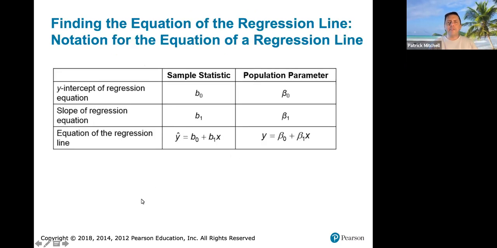Notice there are some differences in notation depending on whether you're working with a sample or a population. Keeping with tradition, sample statistics are usually written with regular letters. Population parameters are usually written with Greek letters. So as I mentioned, we have b0, b1, and then y hat equals b0 plus b1x. If we're working with a population, the y-intercept becomes beta sub 0, and the slope becomes beta sub 1.